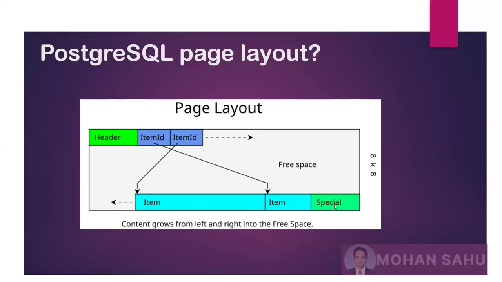After that we have a special component. One thing to notice is that all the item IDs, I mean the pointers, are at the top of the page, and the rows are inserted from the bottom to the top. So this is the structure of the page. The special component basically has information about the index access methods, similar to the B-tree information. It will have information about all its siblings.